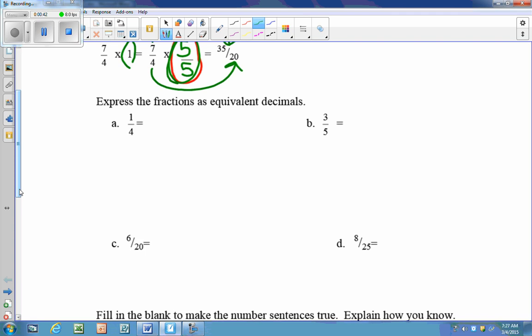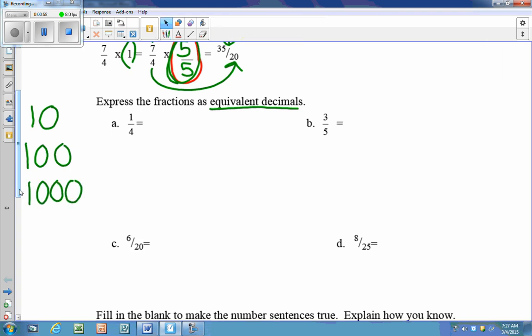Then it says express the fractions as equivalent decimals. So the first thing I want to do is make a fraction that can be converted into decimals. Fractions to be converted into decimals need to have a denominator of 10, 100, or 1,000. So I'm going to start here with 1/4. And I could do this without even doing the conversions because 1/4 out of a dollar is worth 25 cents.